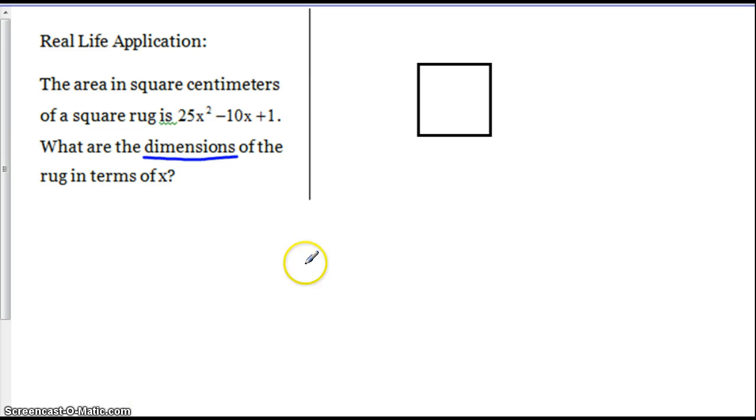The first thing we have to remember, as prior knowledge, is what the area formula is. With any rectangle, it's length times width. But when it comes to a square, remember, a square has all the same sides, so our length will be the same. So when you are factoring out a square rug, we should get the same dimensions for our square.